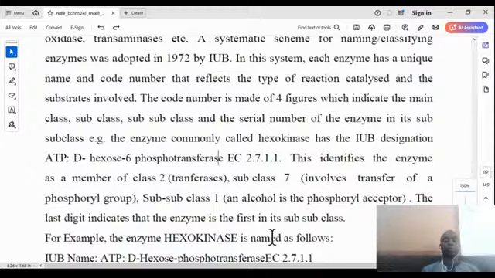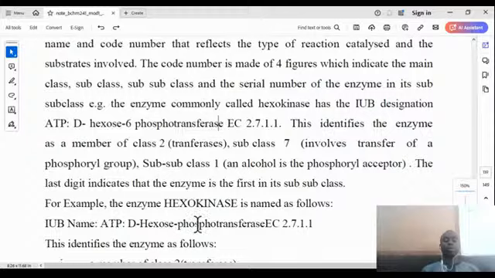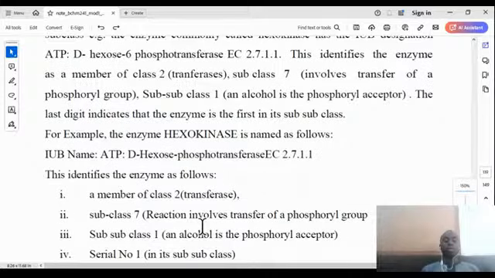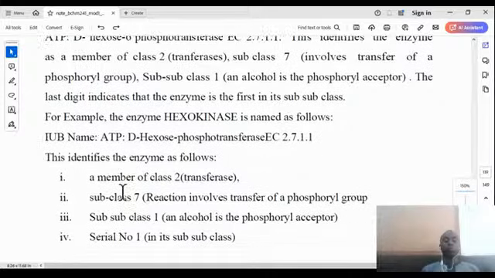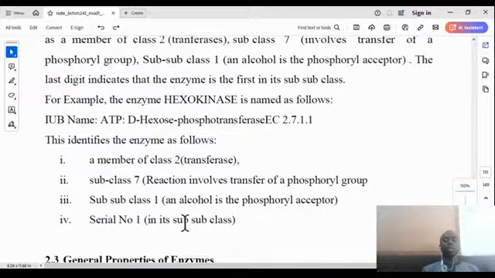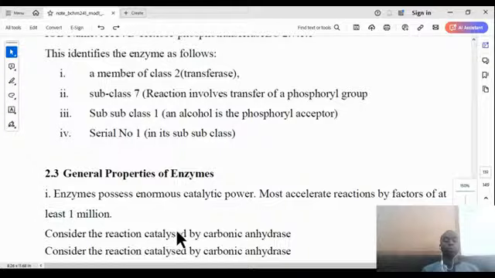So we have hexokinase, named as ATP:hexose phosphotransferase, with enzyme commission number 2.7.1.1. So it identifies this enzyme as number 1, a member of class 2, which are transferases, subclass 7, which involves the transfer of a phosphoryl group, and subclass 1, which indicates alcohol is the phosphoryl acceptor, and serial number 1, which indicates its serial number in the subclass.